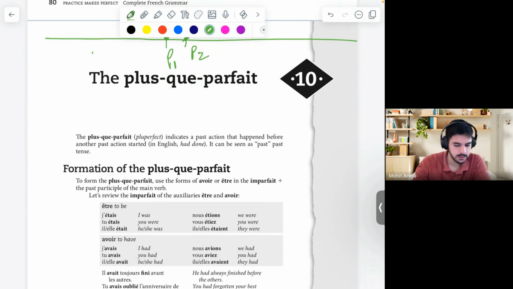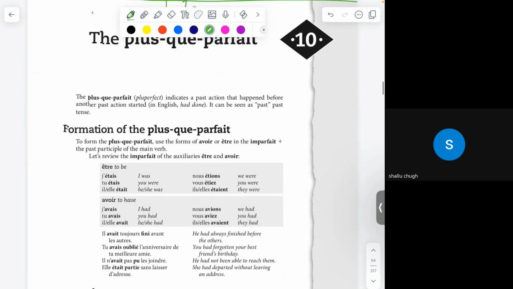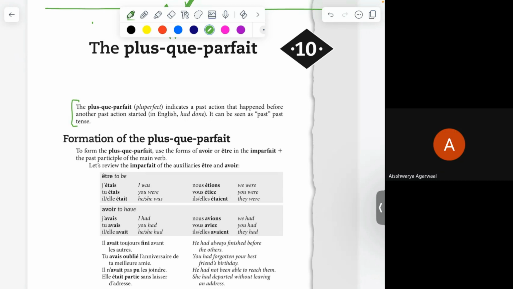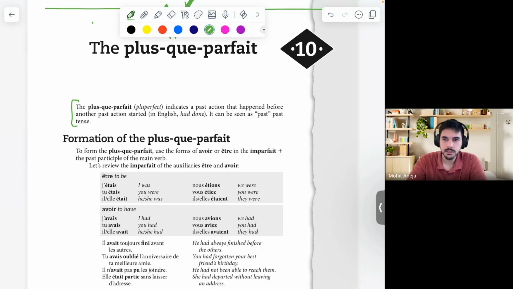We speak the S in this. Right. Plus. Okay. So यहाँ पे देखो, let's read it out. Aishwarya, can you read this out for me, please? The first line. The Plus-que-parfait indicates a past action that happened before another past action started, in English, had done. It can be seen as past of past tense. समझ रहे हो? Past of past is dedicated for Plus-que-parfait, is what he is just saying.